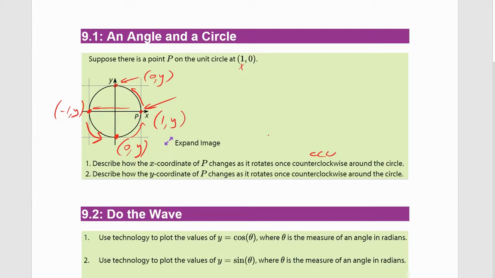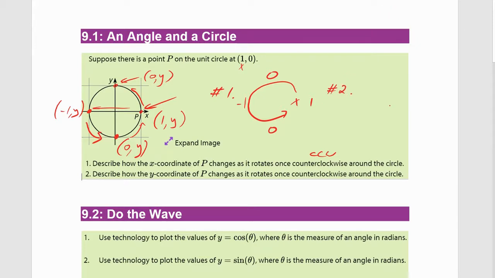All right, so that's something that's happening with the x value. Now, what about the y value? So number 1, the answer in reality is that your x value, as it goes around counterclockwise, starts at 1, right? It goes to 0, then it hits -1, then it gets back to 0, and then it comes right back around to 1.